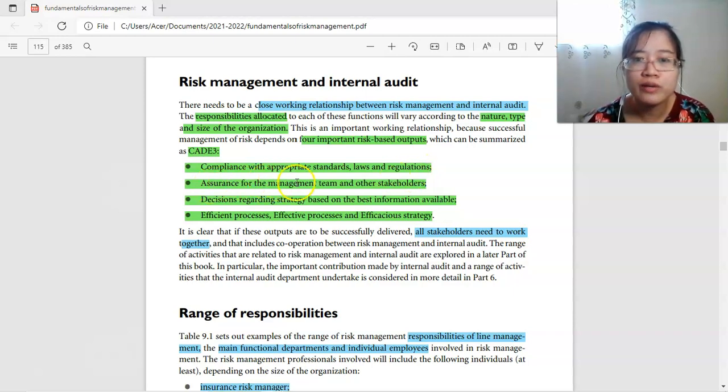Okay, assurance for the management team and other stakeholders. So you have to make sure na nagko-comply to provide that level of assurance. And then decisions regarding strategy based on the best information available. Okay, maayos ba? Kumbaga ay naka-line up ba ng maayos yung strategy to attain the goals and objectives of the company. In a way, efficacious strategy siya. So, ito yung 3 na parang sinummarize na nila dito.